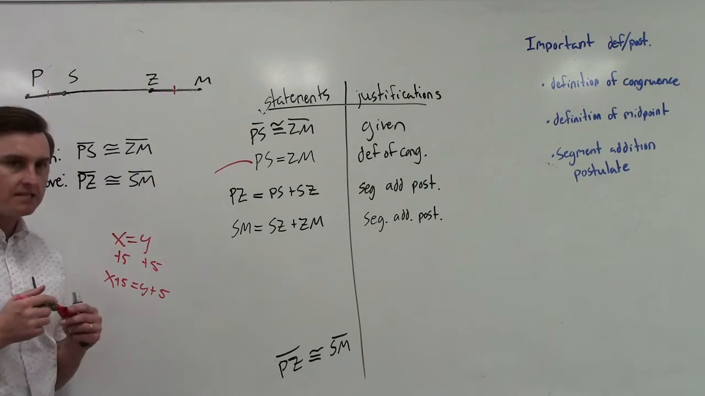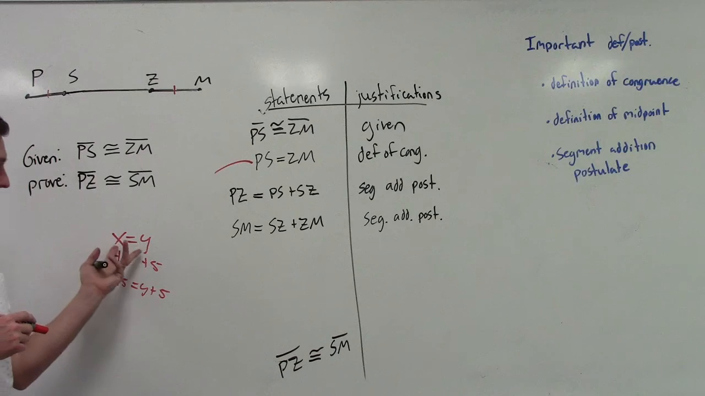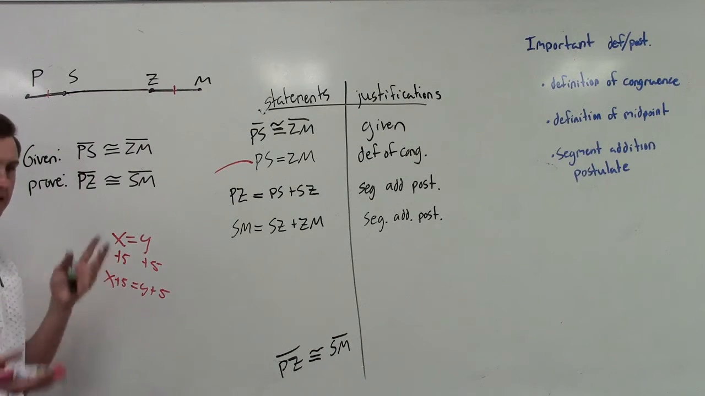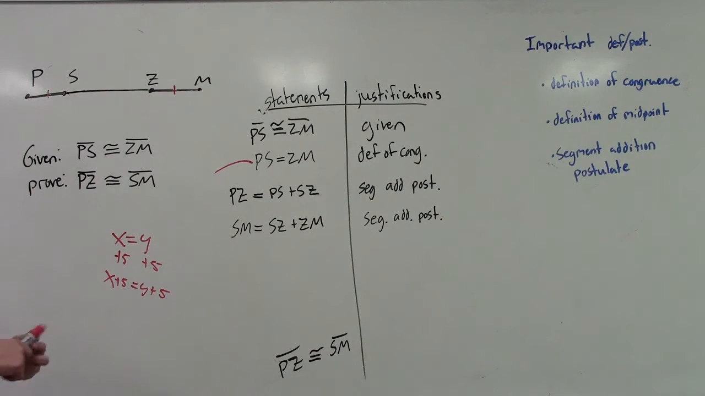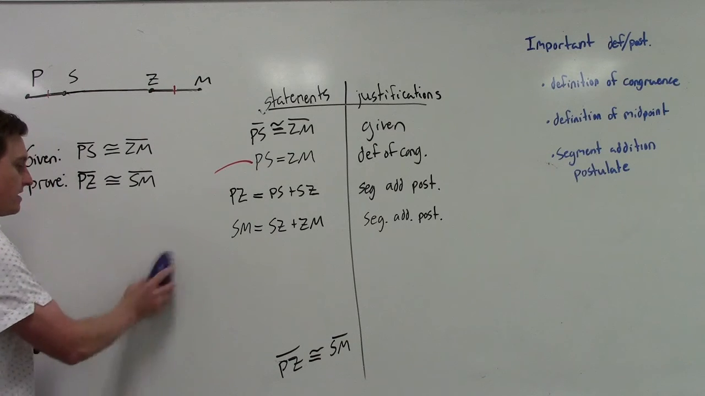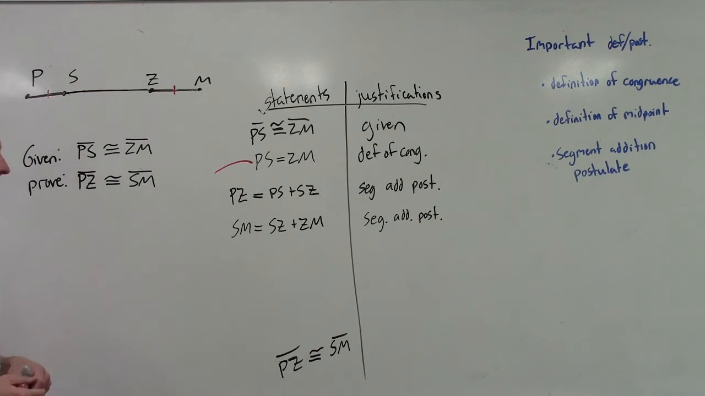Yeah, we could do that. That's the addition property of equality. Two things are equal to each other, so I can add the same thing on both sides and it's still equal, right? We balance out the equation. That's something that we do all the time with algebra.